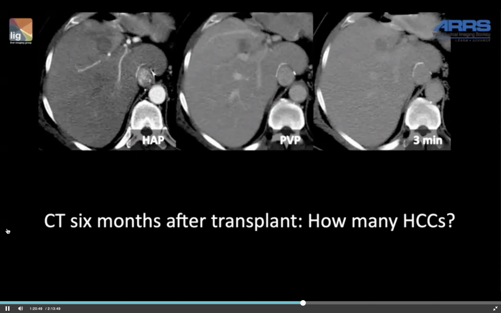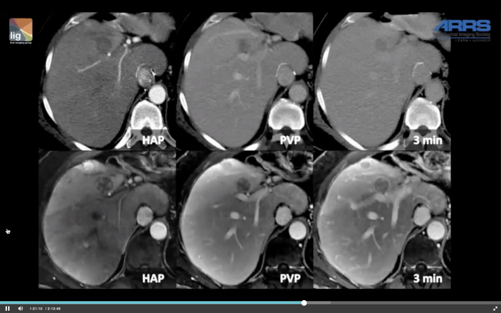Now, this is one of my favorite cases. This case is from 2008, so it's an old case, but it serves the principle well. This patient had a liver transplant for HCC, and CT shows a recurrent cancer here and a recurrent cancer here, so 2 recurrent cancers in this patient. Patient turned out to have a same-day MRI, and the MRI also shows 2 cancers, one here and one here, but the MRI actually shows a 3rd cancer in the liver.